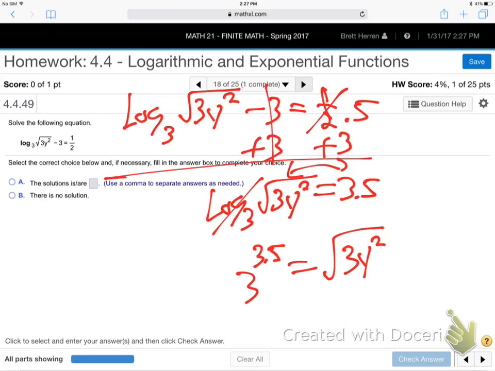Good so far. Now, I don't know what 3 to the 3.5 is. I don't think it's clean, is it? No, something ugly. So I'm just going to leave it 3 to the 3.5. All right. Okay. So what do we do next? We're trying to solve for y.